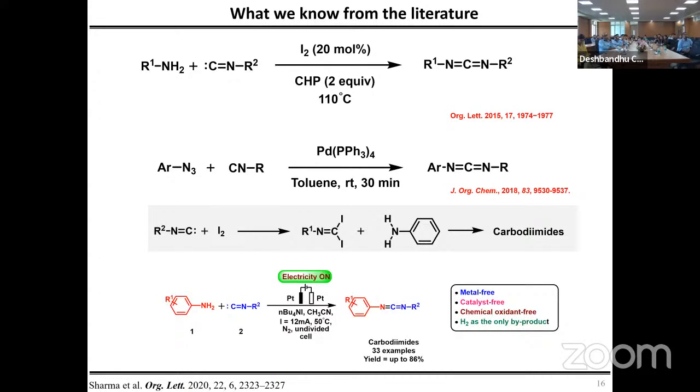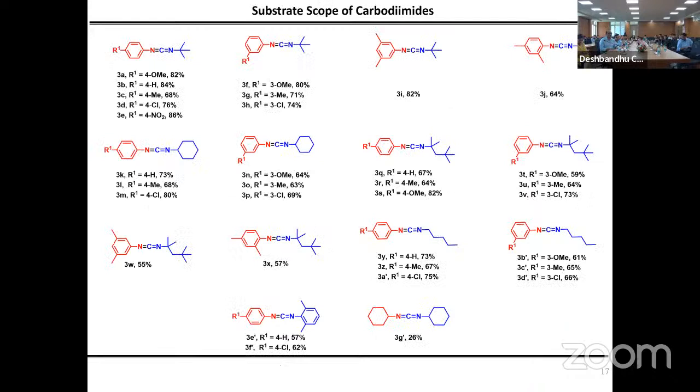What we did is, after a lot of optimization studies, we found that this amine and isocyanide can be directly coupled with a Pt-Pt electrode, and tertiary-butyl ammonium iodide was used as an iodine source as well as the electrolyte, and acetonitrile was used as a solvent, and 50 degrees centigrade was required for the reaction. After doing the optimization, the different substrate scope was explored. Amines with ortho, meta, para substitution, electron donating, electron withdrawing, and di-substituted amines have also been realized, and in most cases we are getting moderate to better yields.